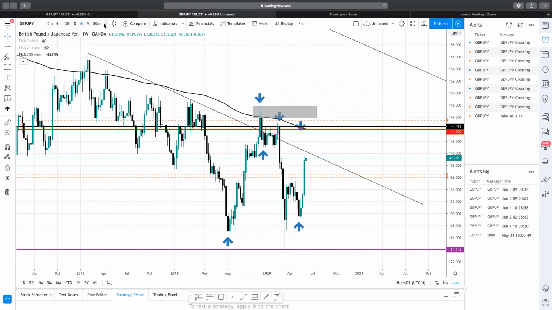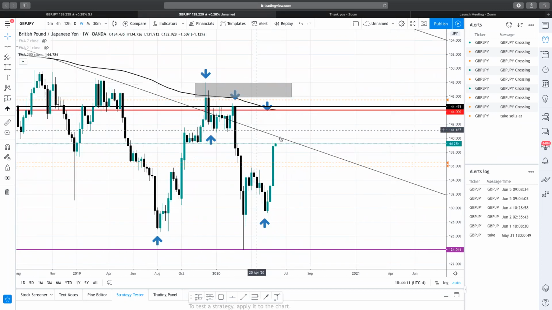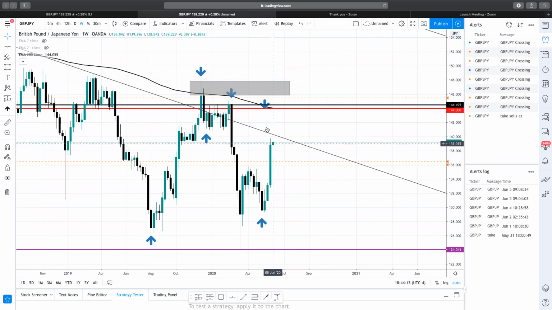Right now you want to try to buy the retest until it gets up to around 140. You want to look at 140.